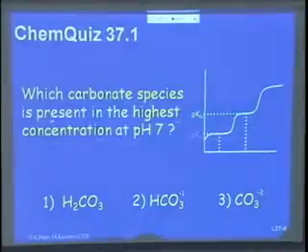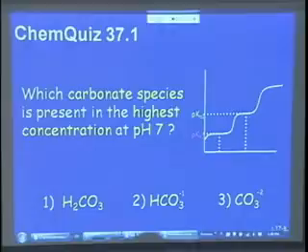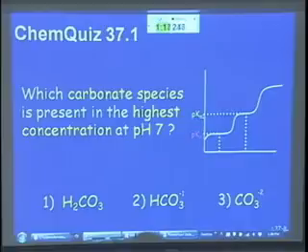Which carbonate species is present at the highest concentration at pH 7? Is it this one, or that one? So you should be able to answer this now relatively easily. I gave you a lot of explanation, hopefully. I hope I did a good job. I'm not so sure. Yes, I'm sure.